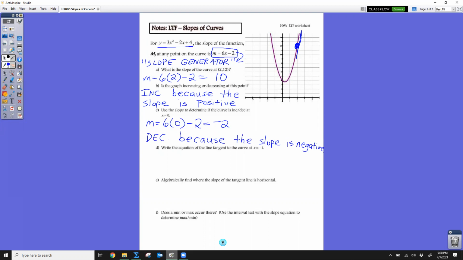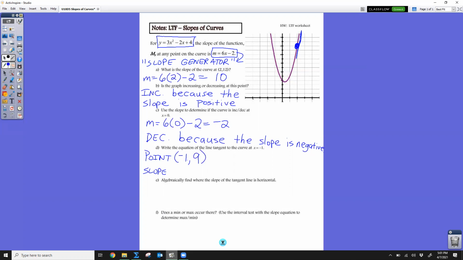All right, part D. Write the equation of the line tangent to the curve at x equals -1. All right, so to figure out the equation of a line, we need two pieces of information. We need a point, and we need a slope. All right, so our point, well, we know the x coordinate is -1. To determine the y coordinate, we're going to take this -1 and go back up here and box it and plug it into our original equation. So we plug -1 into that. 3 times (-1) squared is 1, so 3, minus 2 times -1, so plus 2, 5, plus 4. So we know it's (-1, 9).